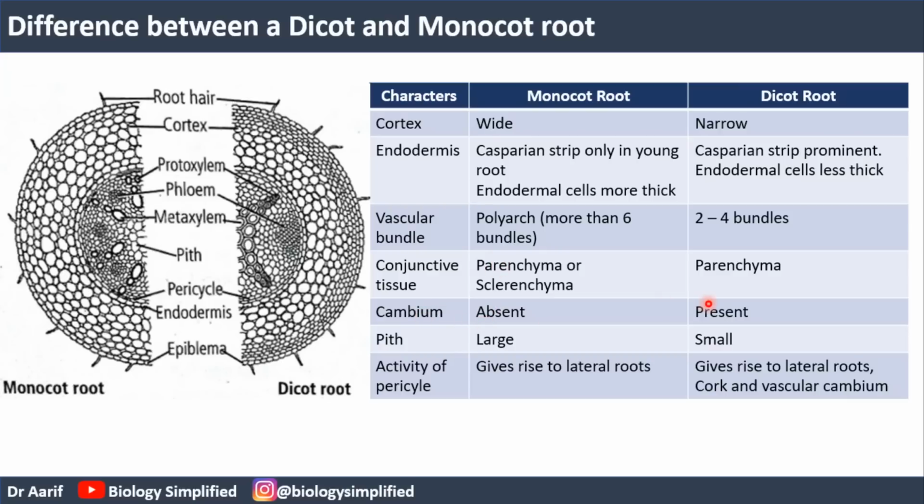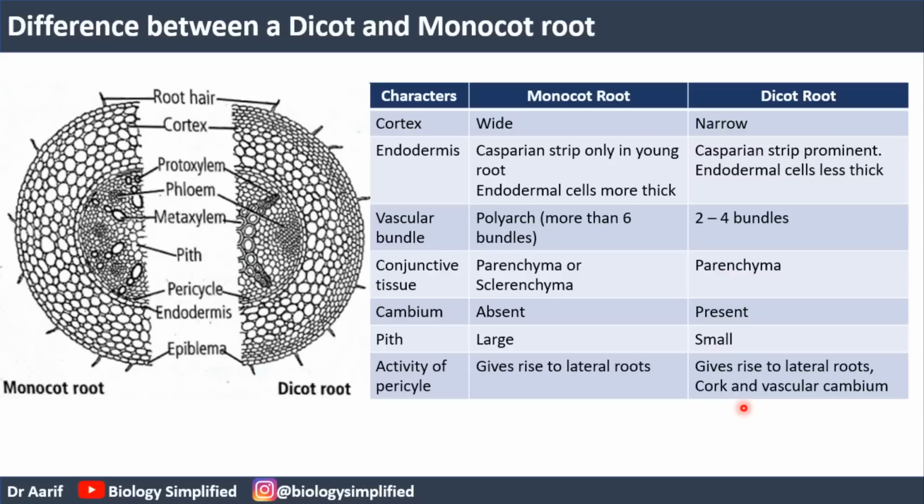Cambium यहाँ पर absent है, यहाँ present होगा obviously. Pith large है, small है. Pericycle gives rise to lateral roots only in case of monocot, but dicot में along with lateral roots it also gives rise to the cork cambium and the vascular cambium, right?